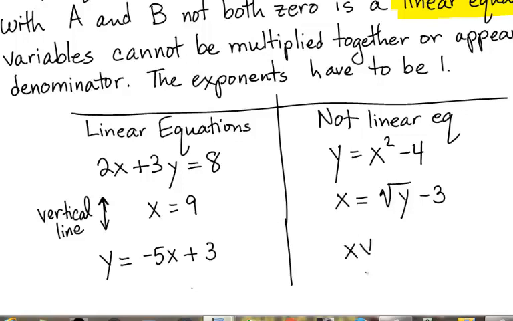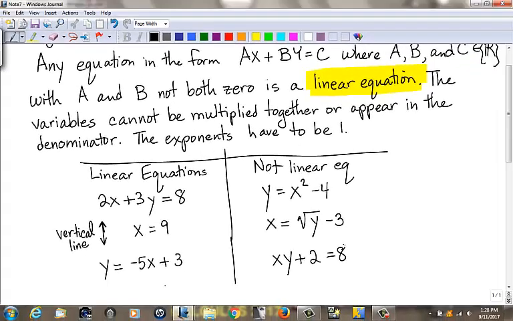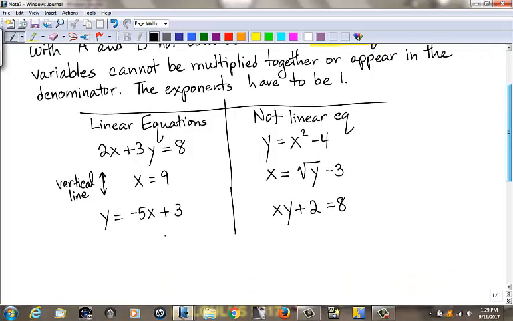If you have x times y plus 2 equals 8, you can't have variables multiplied together. Do you know what that one's going to graph from your Algebra 1? x times y equals a number is always going to graph a hyperbola. Did you graph hyperbolas? Not yet? Okay, that's coming up then.